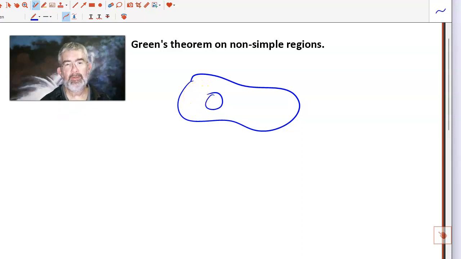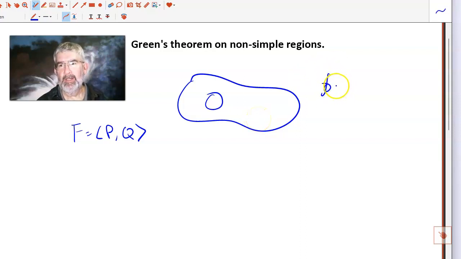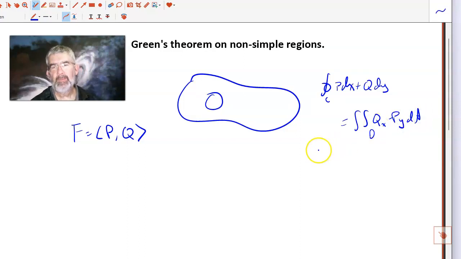So you've got some vector field, P, Q, and you're going to do the line integral around the boundary. We have to be careful and compare it with the double integral of something inside. Green's theorem says that the line integral around the curve C of P dx plus Q dy equals the double integral over the region D, which is the inside of the C, of Q sub x minus P sub y dA.